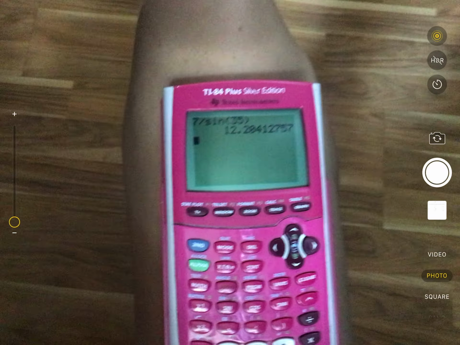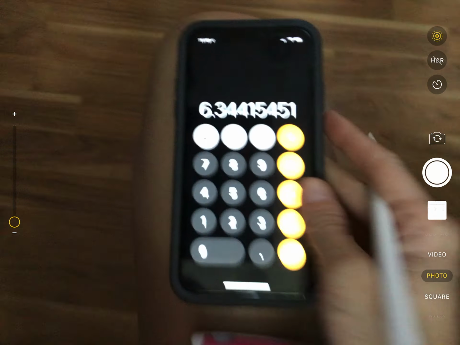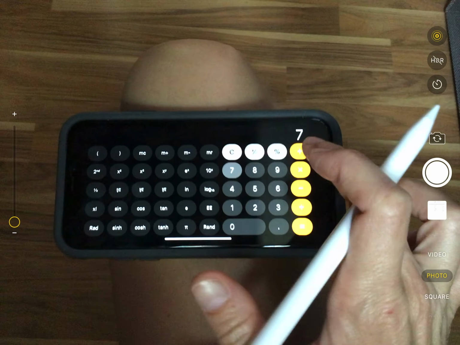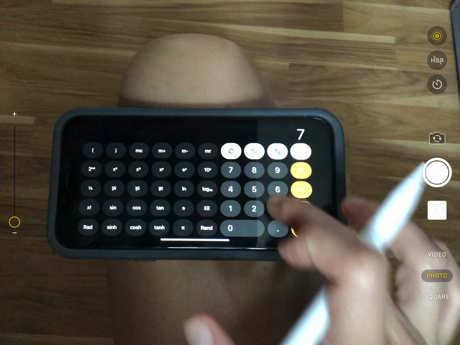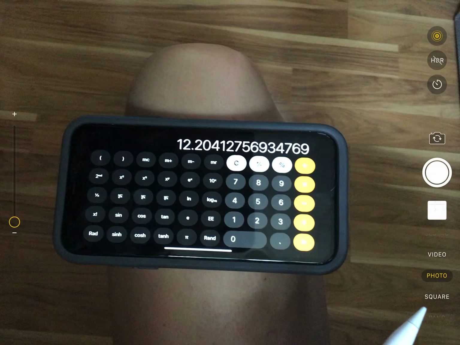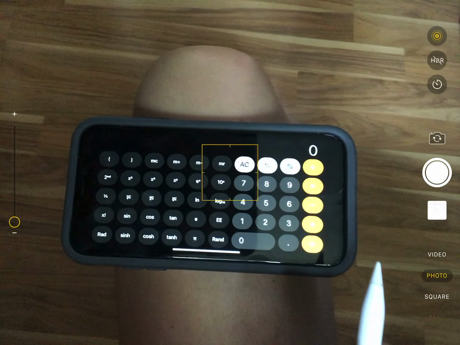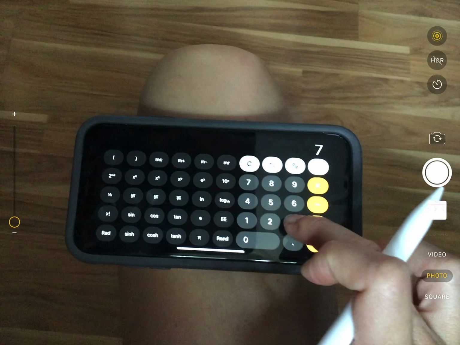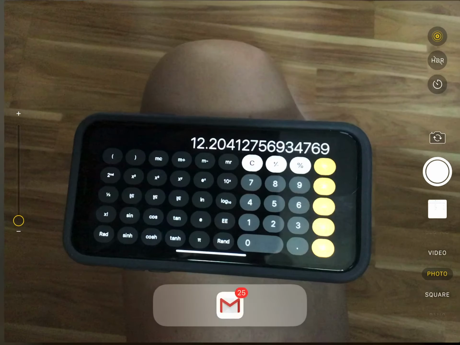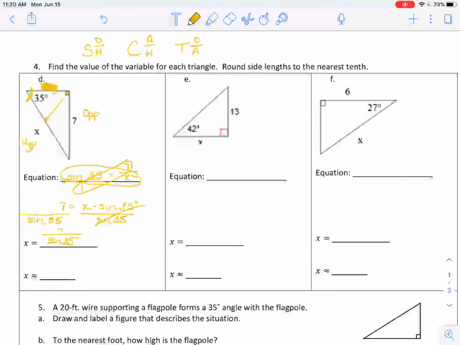So if you have the backwards type, and unfortunately the only backwards type that I have is my phone. Some of the regular calculators you can buy that's just a straight calculator are still the backwards type. So for this one, I still need to do 7 divided by something, but that something is 35 sine. Then go ahead and divide, I get 12.2. So if you know you have the backwards type of calculator, you do 7 divided by 35 sine equals. So we're all going to get 12.2.